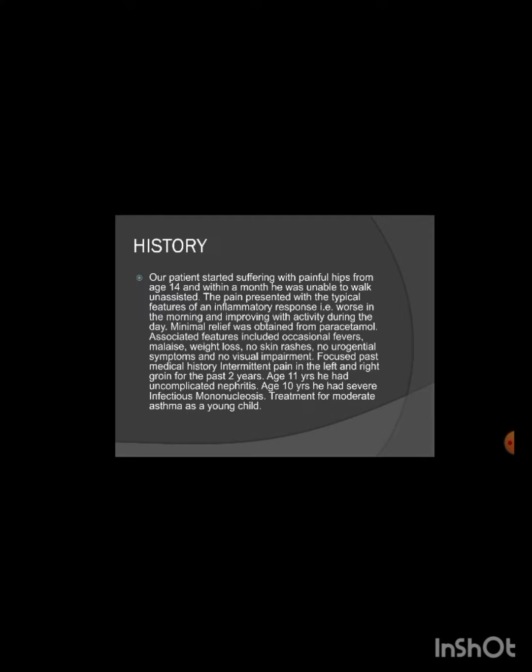during the day. Minimal relief was obtained from paracetamol because it is an antiprostaglandin drug, so that's why he had some relief with this medication. Associated features include occasional fevers, malaise, weight loss, no skin rashes, no urogenital symptoms, and no visual impairment. Past medical history: intermittent pain in the left and right groin for the past 2 years. At age 11 he had uncomplicated nephritis. Okay, this is an important point. At the age of 10 he had infectious mononucleosis.